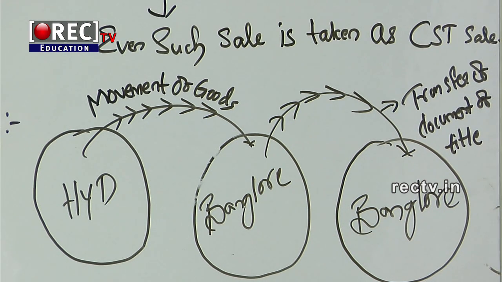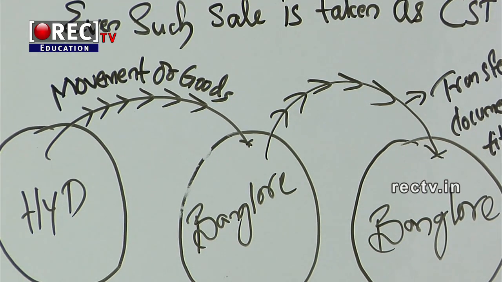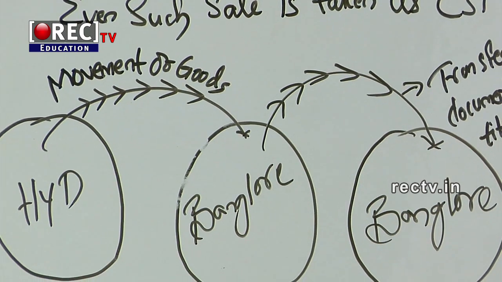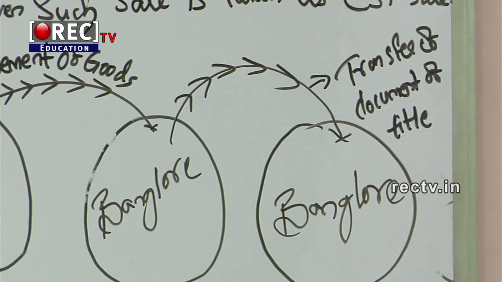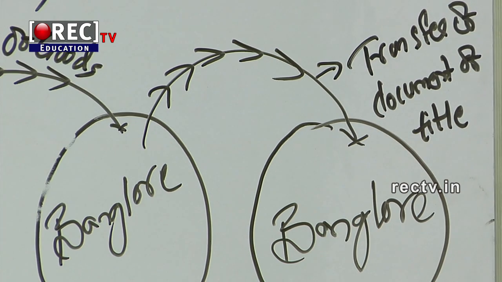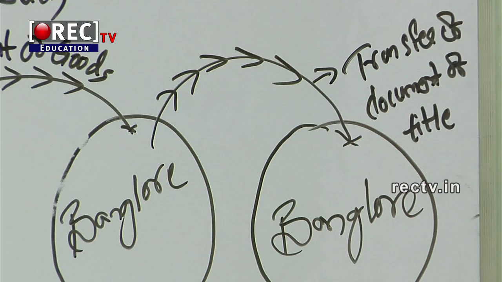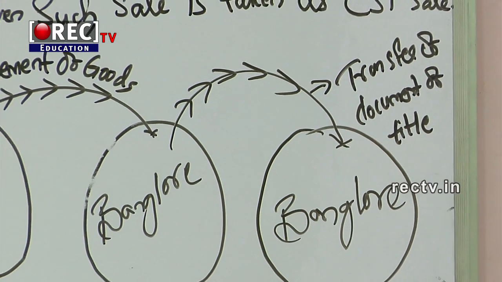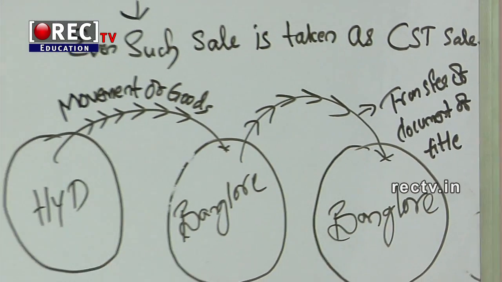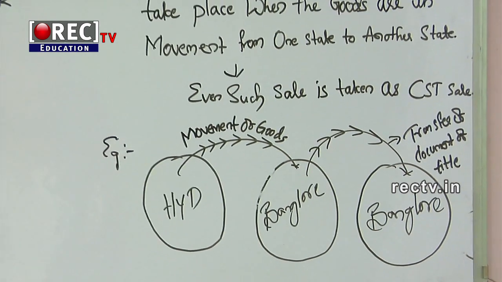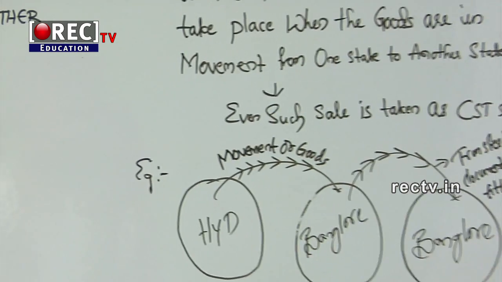So there are three states: Hyderabad, Bangalore, and a third state. From Hyderabad to Bangalore there is a movement of goods. We can clearly see there is a movement of goods. After that, Bangalore dealer 1 transfers the document of title to Bangalore dealer 2. Even such a sale, that is a transfer of a document of title, is also treated as an interstate sale. From this example we can understand clearly what Section 3 deals with.